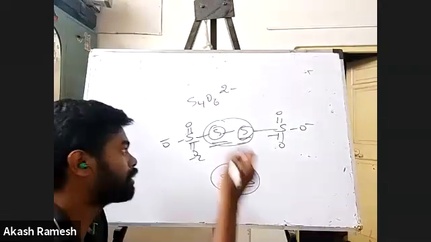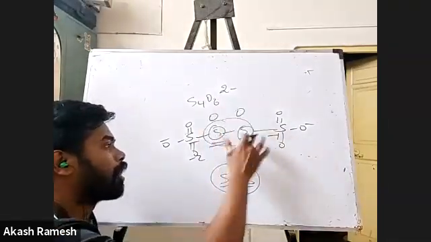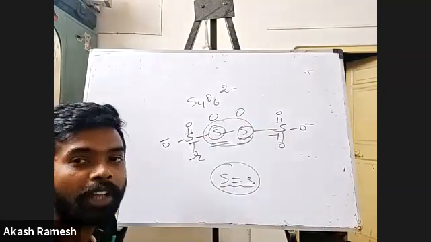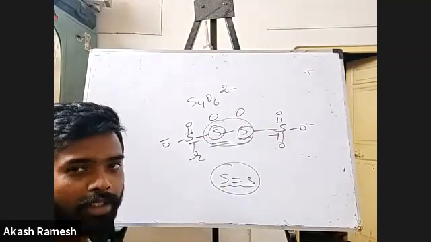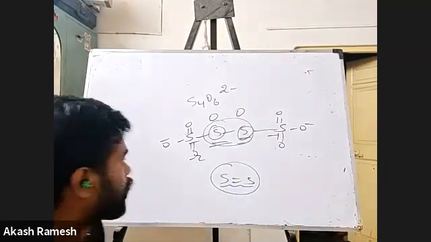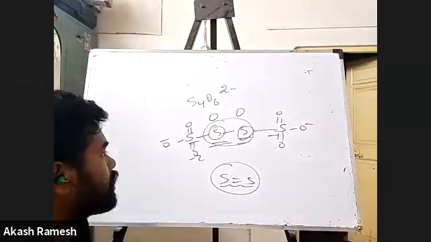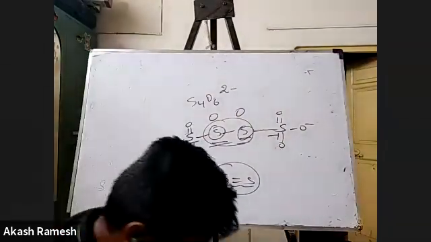So for these two sulfur atoms, the oxidation number is 0 because they're almost existing in their natural states. Now, if you go for these or these, again, I'm going to get +5. Am I?